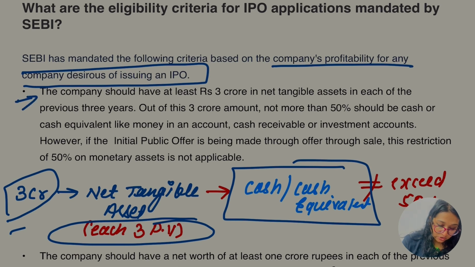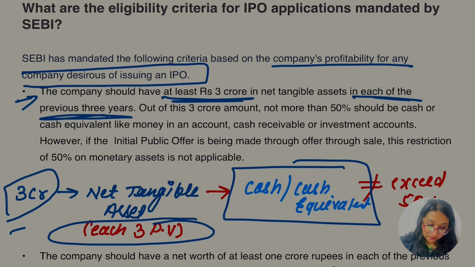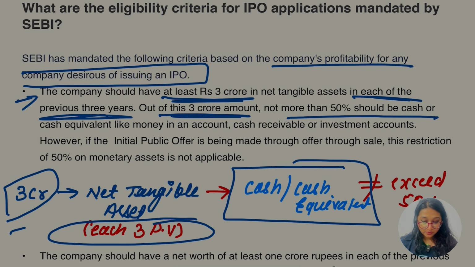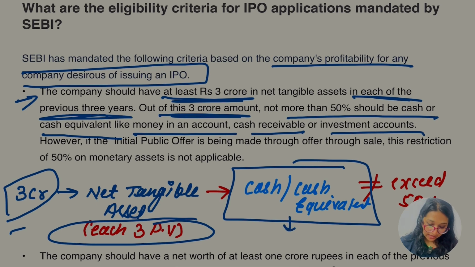This is the condition written about the company's profitability. They are saying the company should have at least 3 crore in what? In the net tangible asset in each of the previous 3 years. And out of this 3 crore amount, not more than 50% should be cash or cash equivalent, like money in account, cash receivable, or investment account. Okay, that could be cash, definitely cash receivable or investment account.